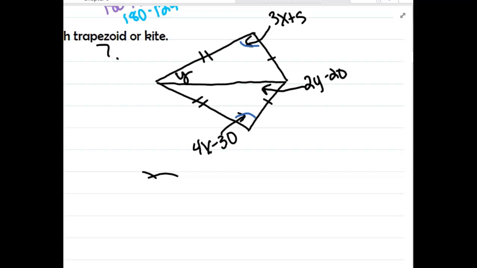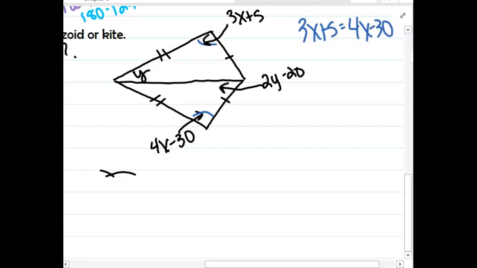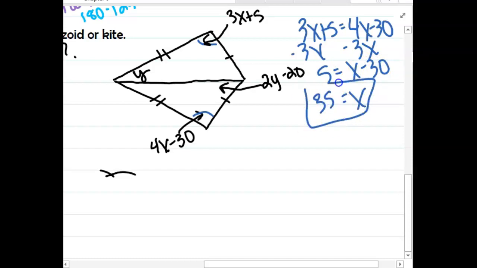Now for a base angle, that's for a trapezoid, and this is a kite. I could prove that these two triangles are congruent, right? Because I have side, side, and then the shared side. And if I know these two triangles are congruent, we have CPCTC, which means the corresponding parts of congruent triangles are congruent. So that's how I know that 3x plus 5 equals 4x minus 30. So subtract your 3x, so you have 5 equals x minus 30. So x equals 35.